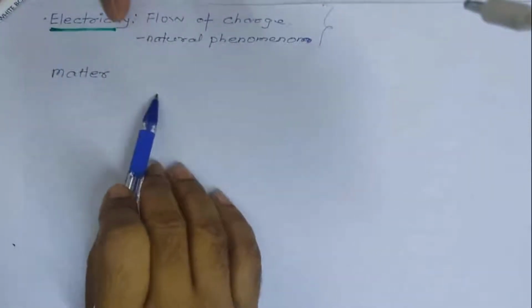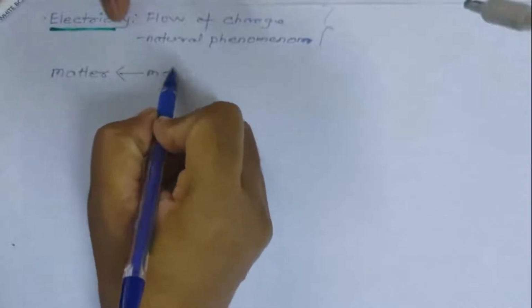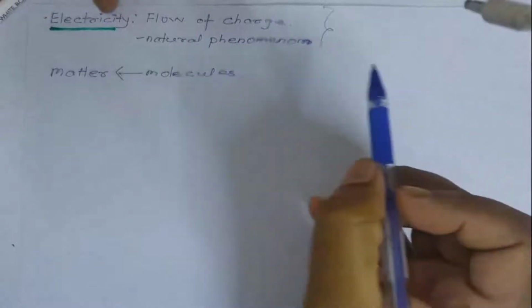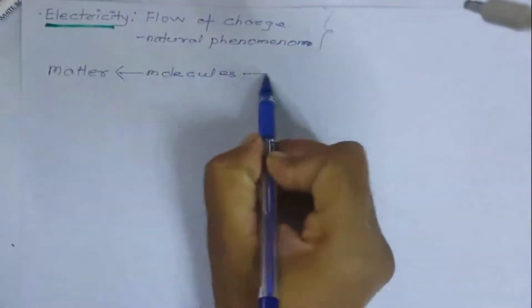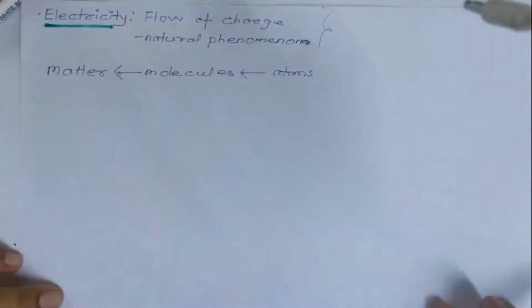So if I ask you guys, what are the building blocks of matter? Any matter, let's say. What is a matter made up of? The answer is molecules. Matter is made up of molecules. In turn, if I ask what a molecule is made up of, the answer is molecules are made up of atoms. So you can say atoms are the building blocks of molecules. And how about atoms?